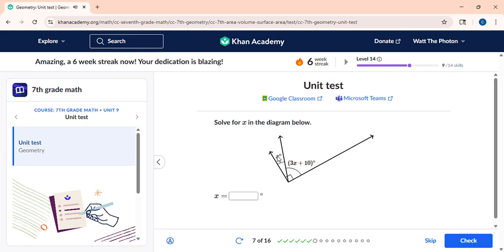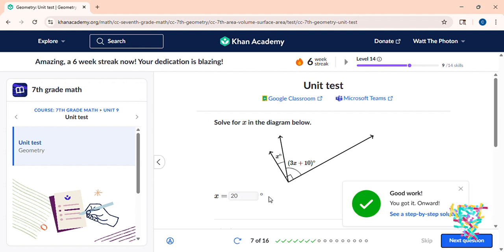X, so that's 90 degrees. So I have 4x plus 10 equals 90. So if that is equal to 4x, x is equal to 20. So what is x? X is equal to 20.